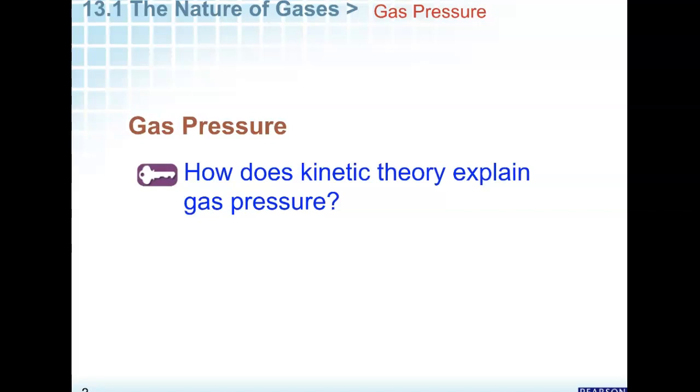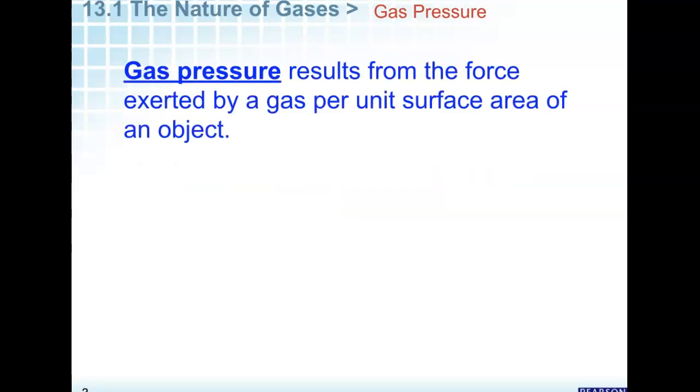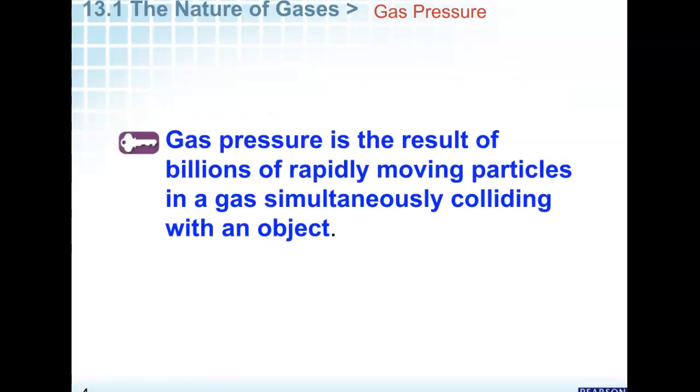So how does kinetic theory explain gas pressure? Gas pressure results from the force exerted by a gas per unit surface area of an object. If you remember, I talked about how gases move rapidly, randomly, and constantly. And because of that motion, they end up bumping into things and into one another. So gas pressure itself is a result of billions of rapidly moving particles in a gas simultaneously colliding with an object.